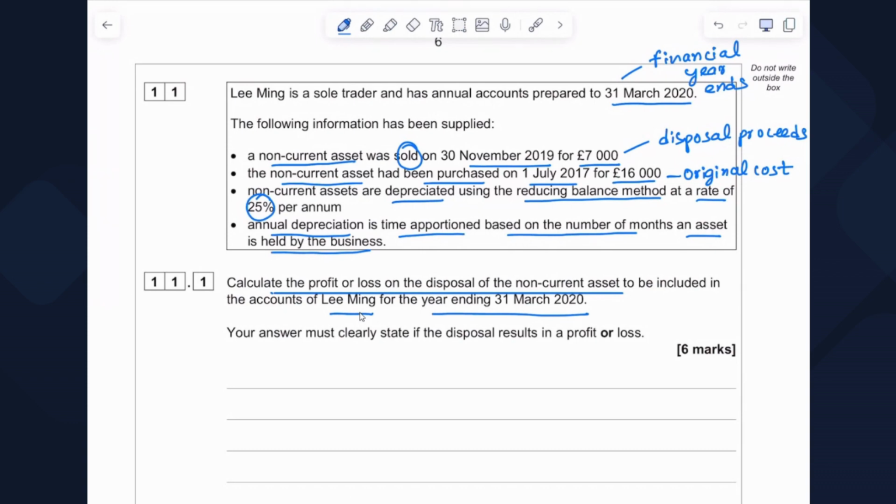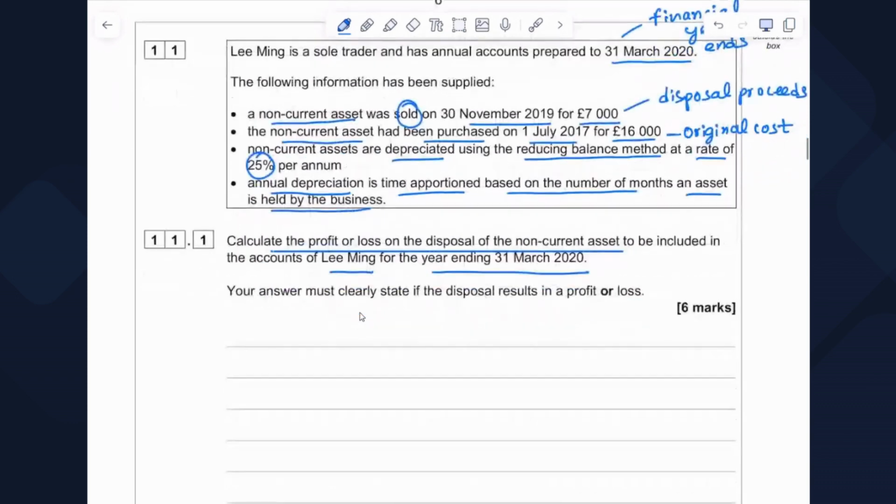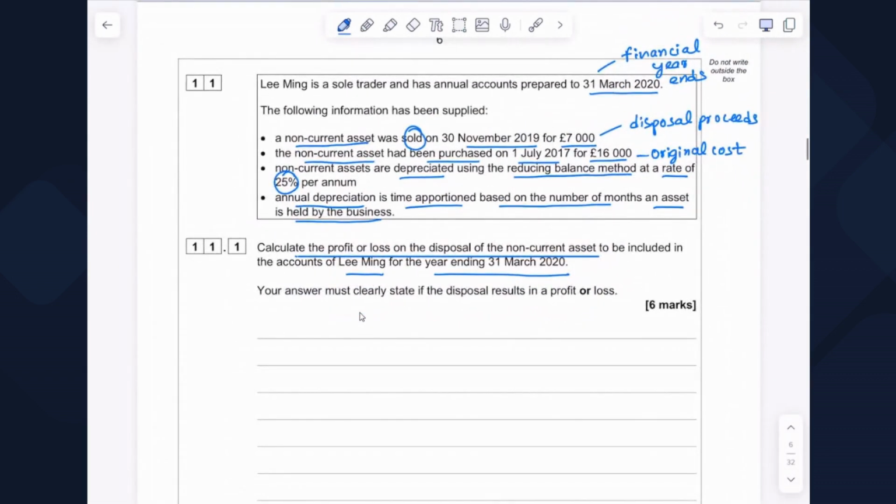So what we have to do here is calculate the total provision for depreciation for the number of years and relevant months the asset has been in use within the business. Once we have the total provision for depreciation, we are going to calculate our net book value. Then we are going to use our net book value as the basis for calculating whether or not we have a profit or loss on disposal. So let's get started with calculating the depreciation.